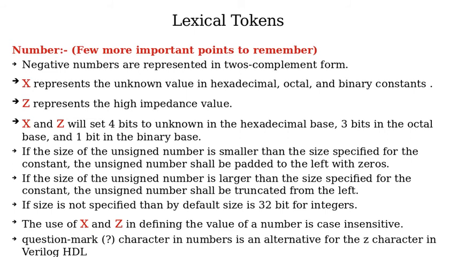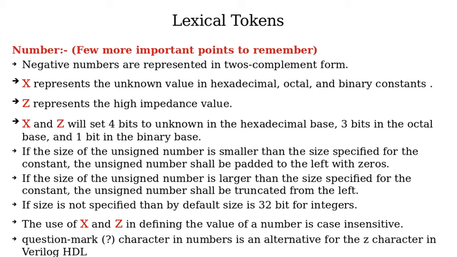There are a few more points to remember about the numbers. Negative numbers are represented in 2's complement form, as we have discussed. The X and Z represent the unknown value and high impedance value respectively. Similarly, X and Z, if used in hexadecimal, will be 4 bits. If they are used in octal, they are 3 bits. And if they are used in binary, then they are 1 bit long.